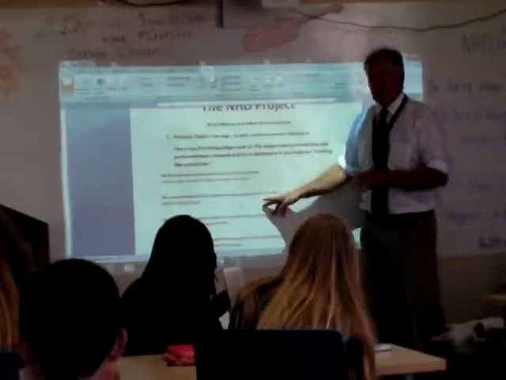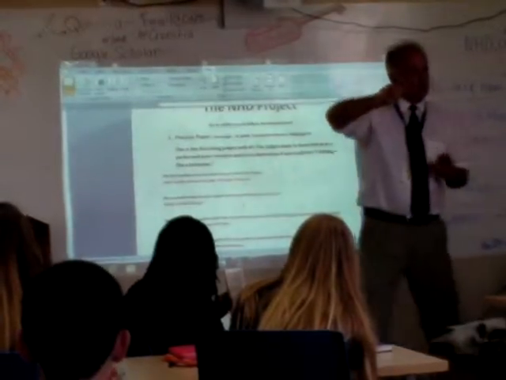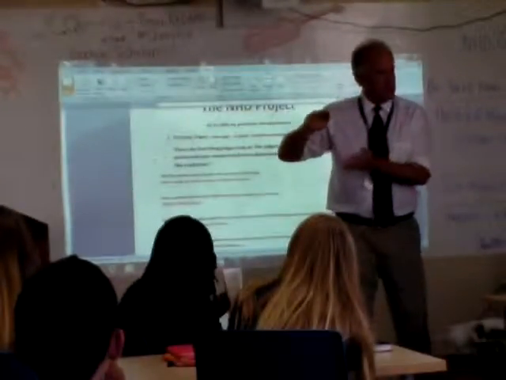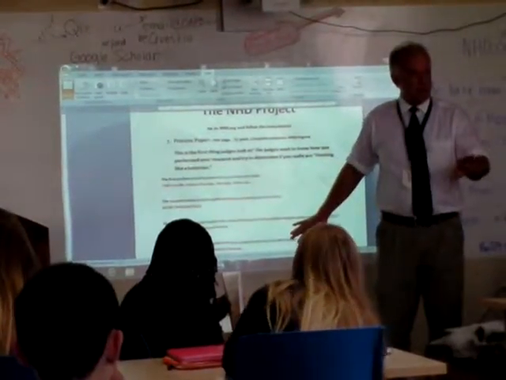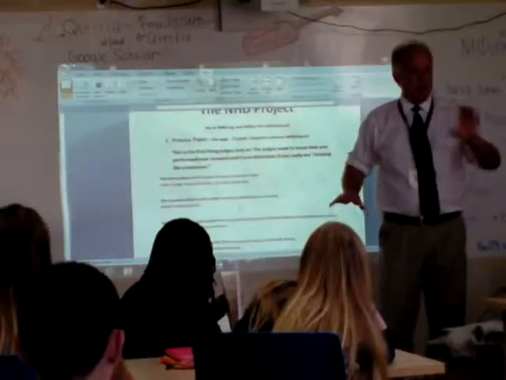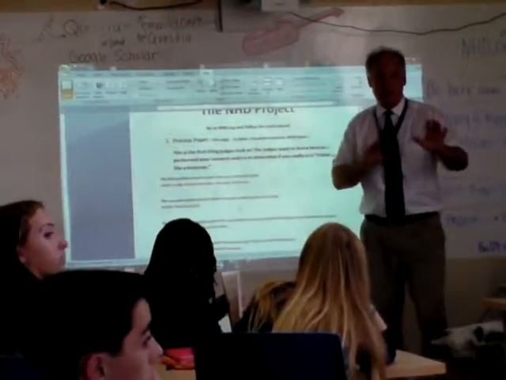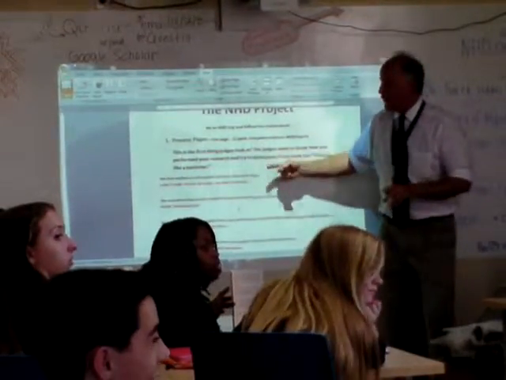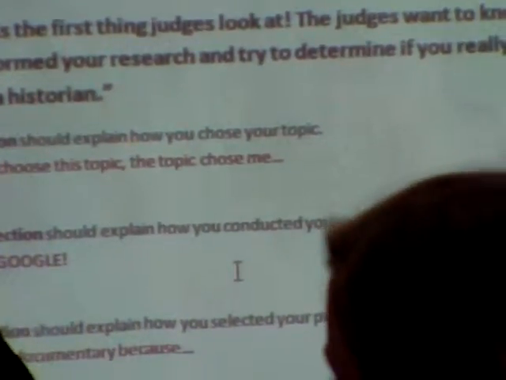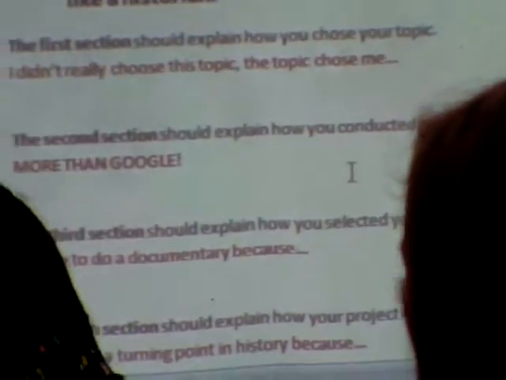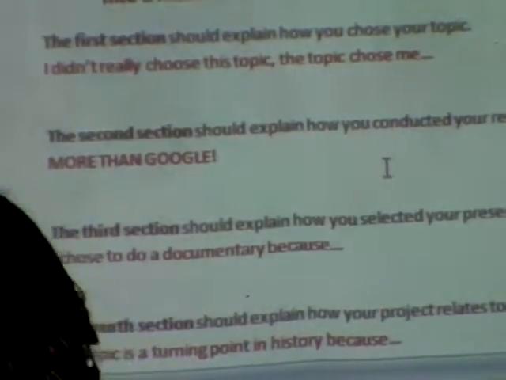The second section, and there are three parts to your NHD project. The first part is your process paper, as we're talking about right now. The second part is an annotated bibliography. The third part is the project itself. Jake, don't fall asleep on me yet. Okay, it gets worse. So, first part, how you chose your topic. Second part, how you conducted your research. Notice where it says, more than Google.